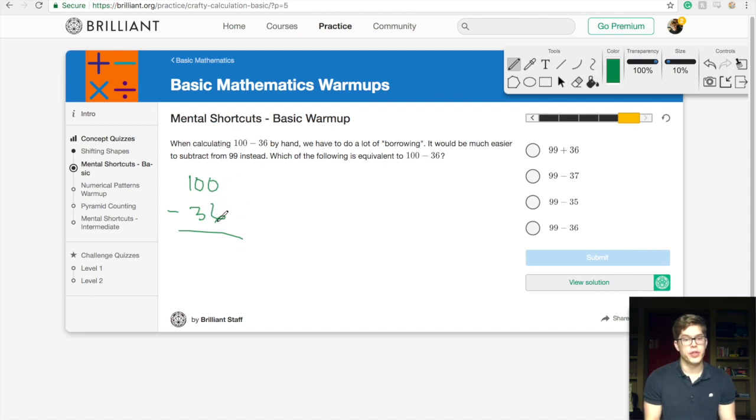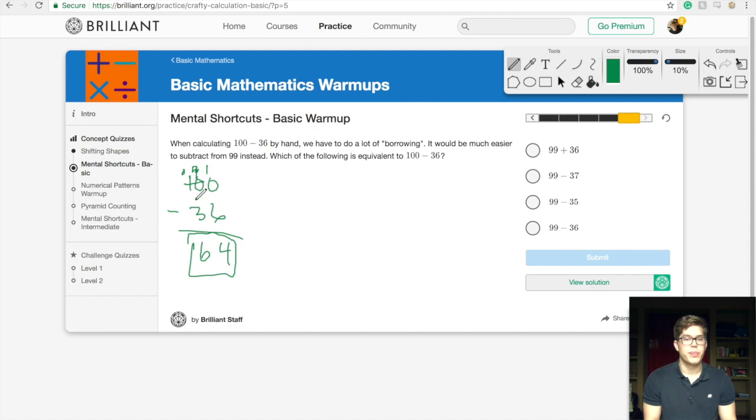Bottom number is bigger, so you borrow. We have to borrow from these guys. Make this a 9 or a 10, and then a 0 over here. So 10 minus 6 is 4. 10 minus, or this would be 9. My bad, guys. 9 minus 3 is 6. And so that's what we do to get our answer.